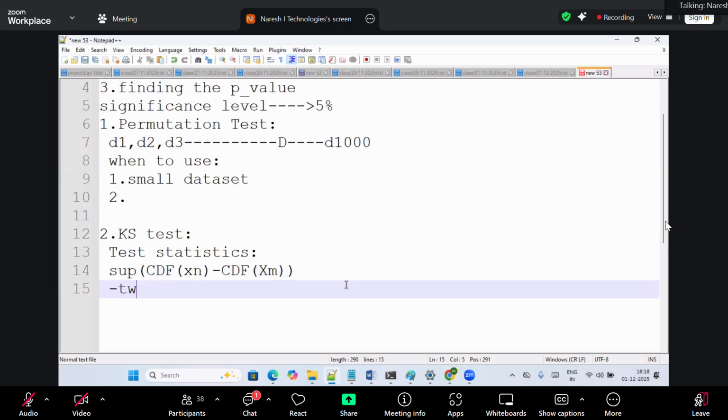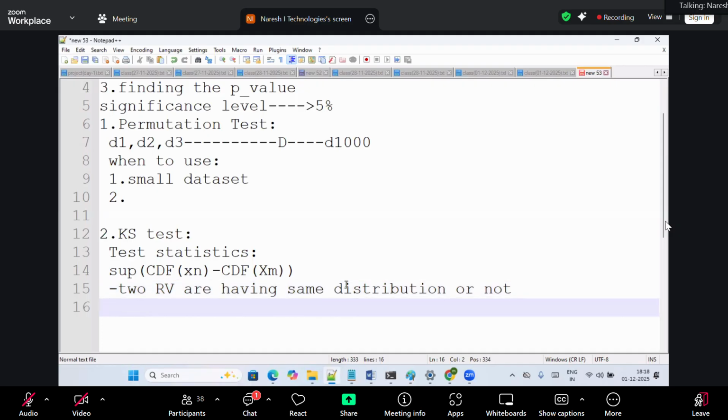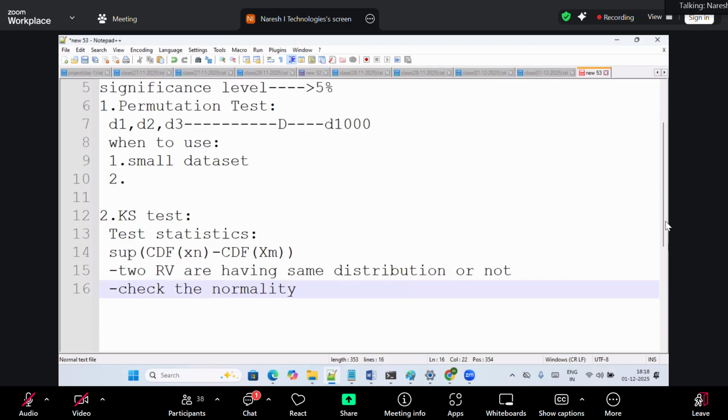And what is the use case of this KS test, guys? When two random variables are having the same distribution or not, or we can use it to check the normality. Correct? We can use it to check the normality. Correct? Fine.